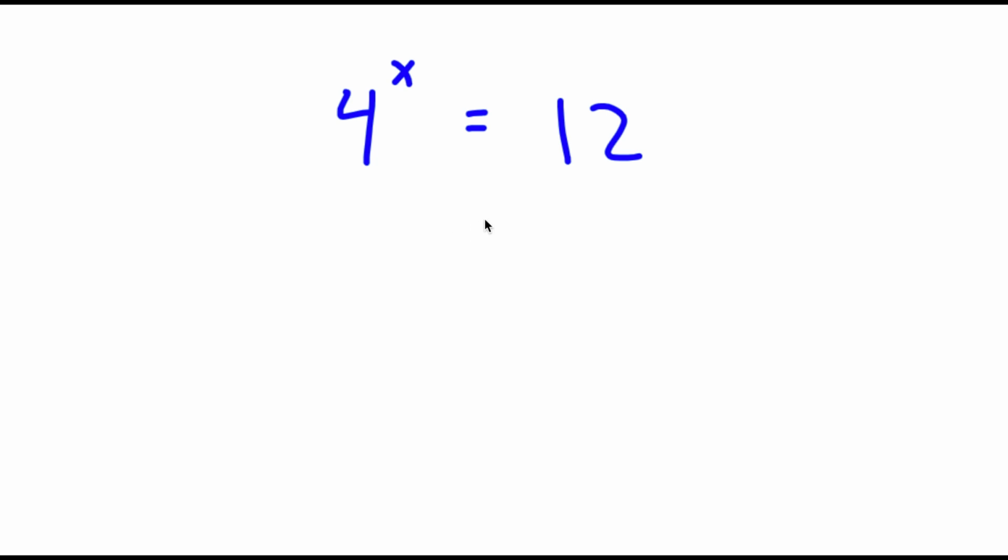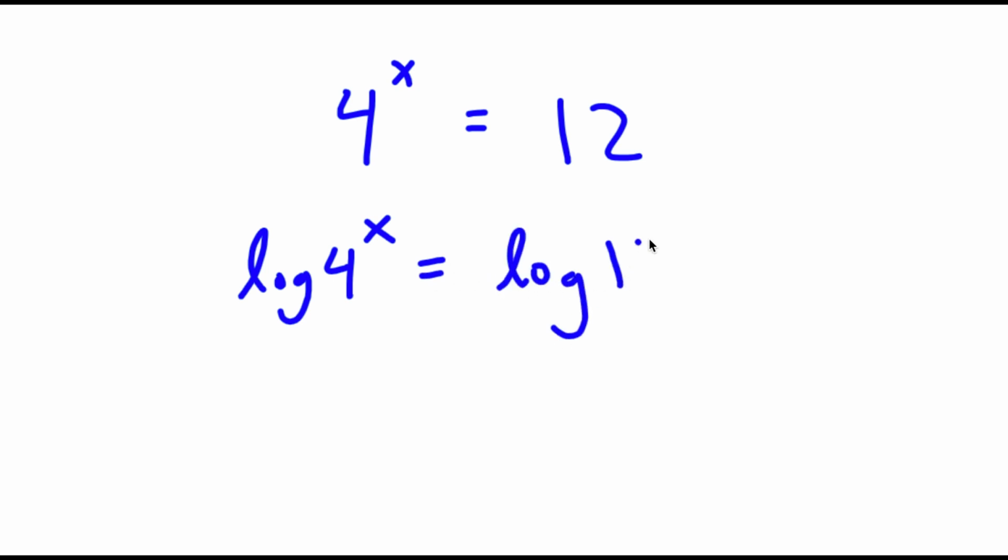Alright, so in this problem, I have 4 to the power of x is equal to 12. To solve this, I'm going to first start by taking the log on both sides. So now I have log 4 to the power of x is equal to log 12.